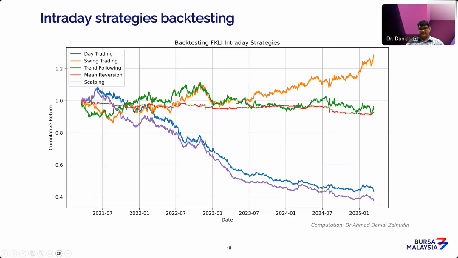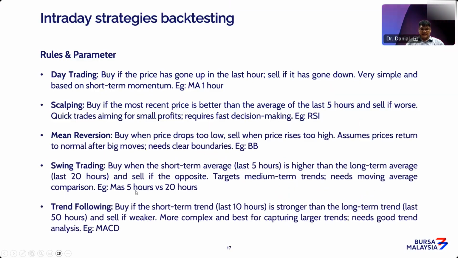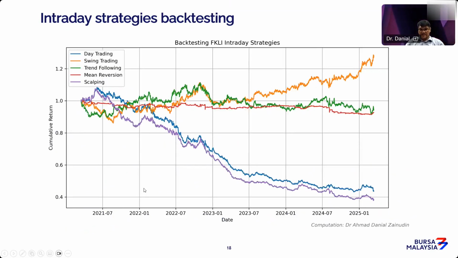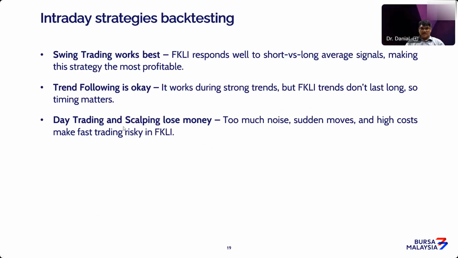So overall, this is the post-COVID period, 2021 to 2022. After COVID, it's good to use swing trading, as in MA crossover, to trade KLCI futures. Okay, so in conclusion, swing trading works best. FKLI responds well to short versus long average signals, making the strategy the most profitable. Yes, empirically, yes, I would say.